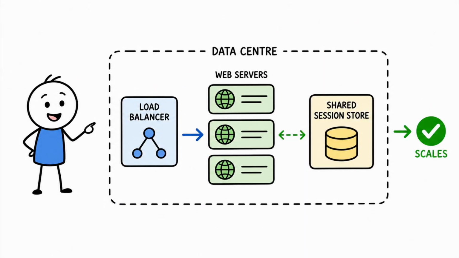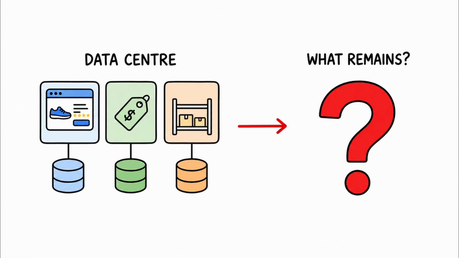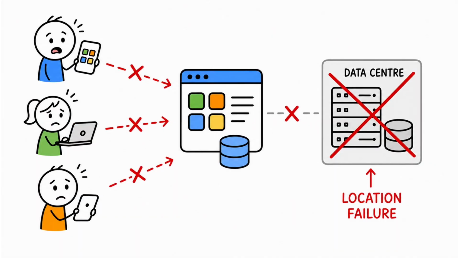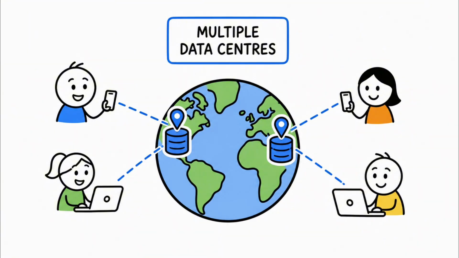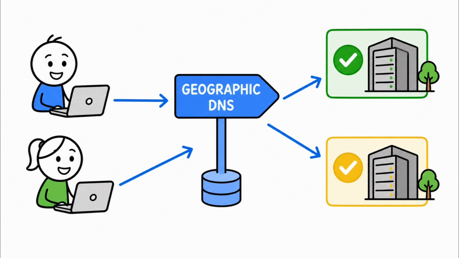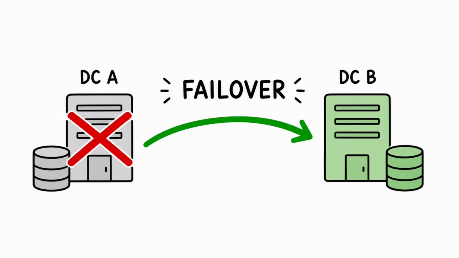Statelessness makes the web tier easier to scale inside one data center. It does not solve the next problem. Distant users experience more network delay, and a data center failure can make the entire application unavailable. Running the application in multiple data centers can reduce that distance and provide another location during a failure. Geographic DNS can then direct each user toward an appropriate healthy location. If one data center fails, traffic can move toward another.